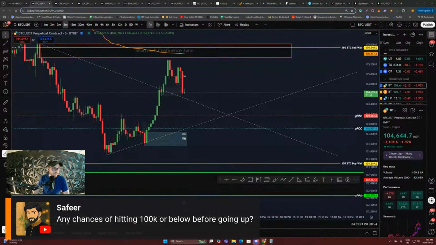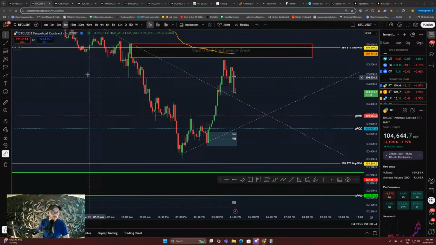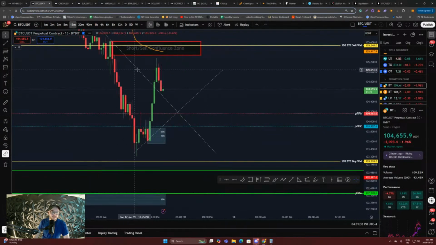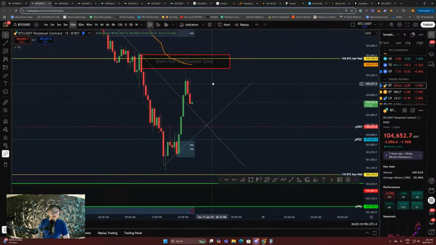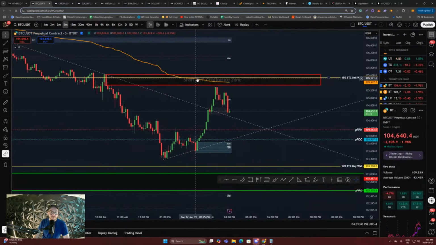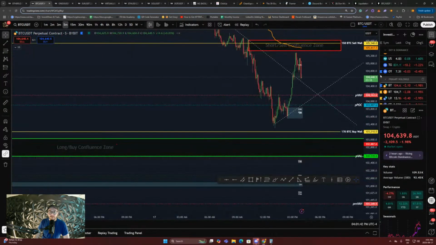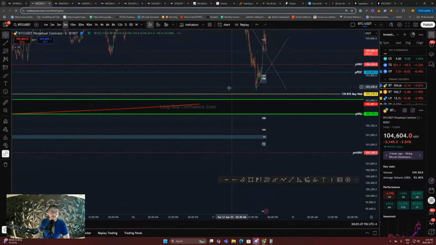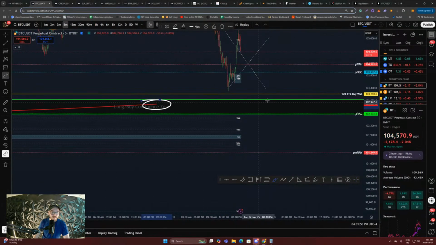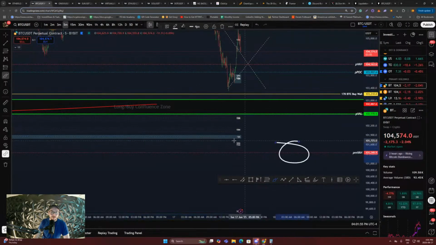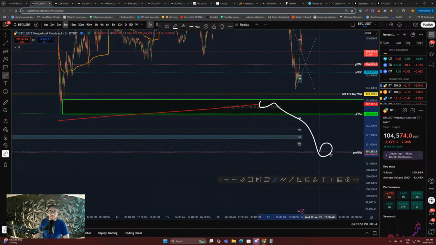Any chances of hitting 100K or below before going up? Well, our market structure has shifted in the 15-minute to be bullish. Our market structure on the 15 has yet to be bullish. So right now, we're building that double top, a bit of a front run to our area. We could definitely go to 101, but I know the answer is kind of annoying. We need to first see the 50-day EMA act as resistance to be able to confirm something like that. If we get that, I don't think 101 is going to be the floor. I think that we could actually go much lower than this if we lose the 50-day EMA.